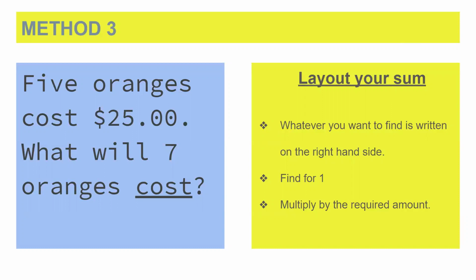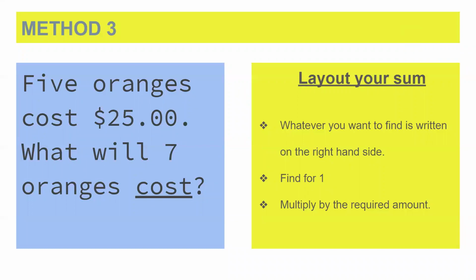Okay, you want to follow these guidelines. Whatever you want to find is written on the right-hand side. Then you find for 1. Afterwards, you multiply by the required amount. And the last 2 steps would be familiar to you. We did those in method 2.